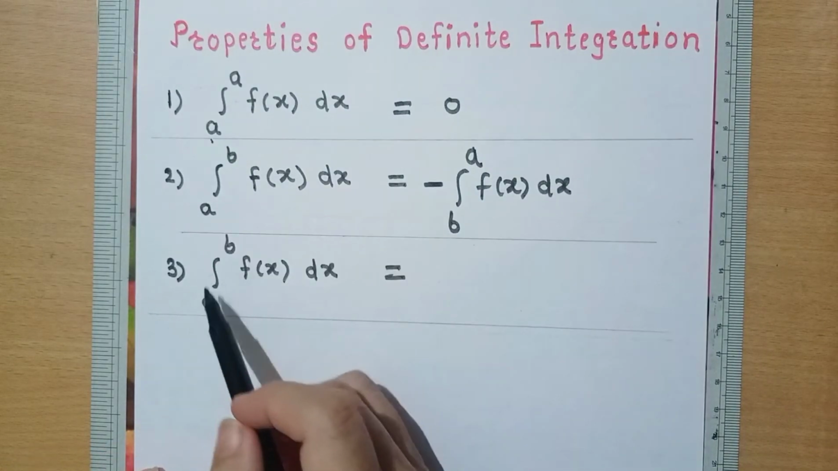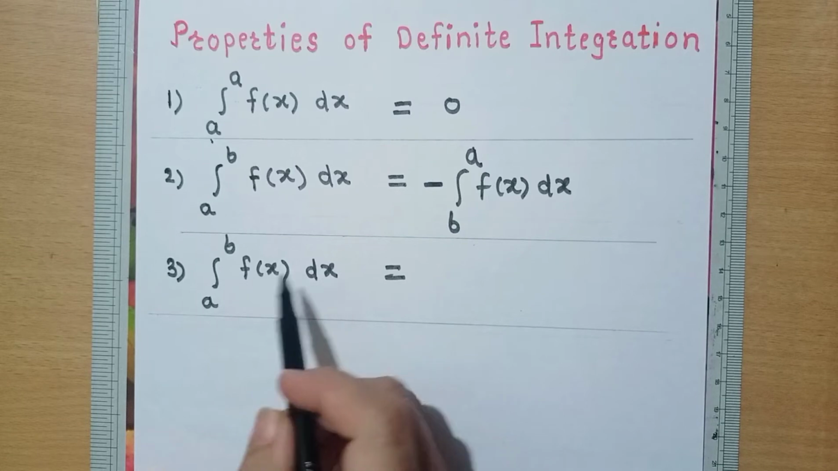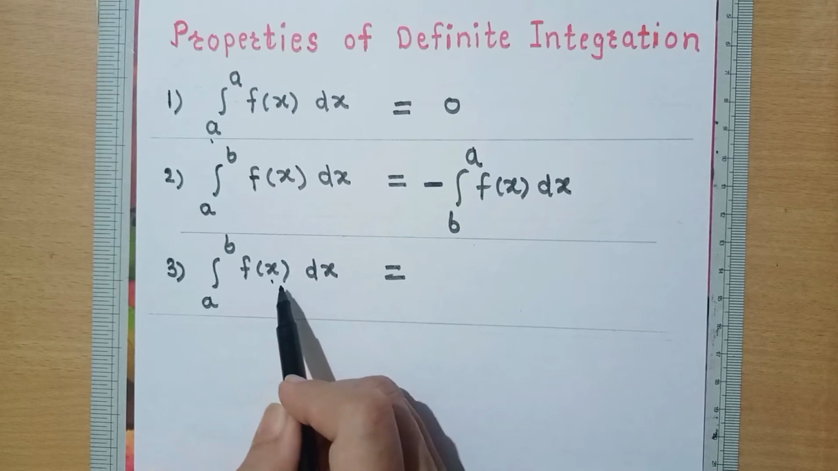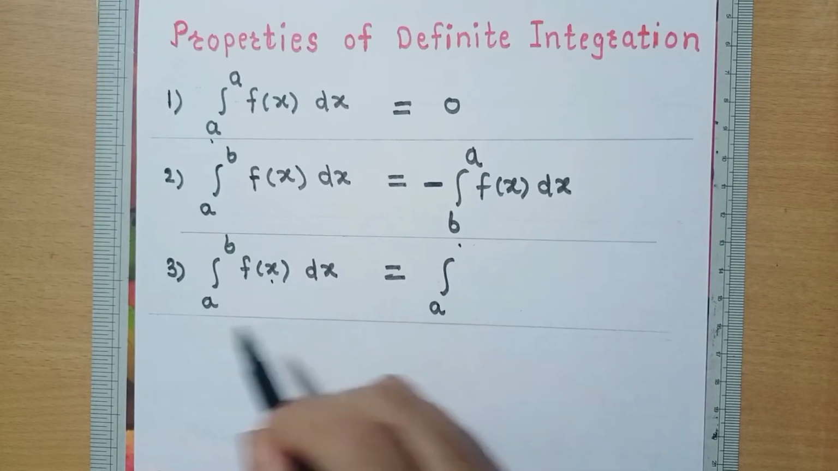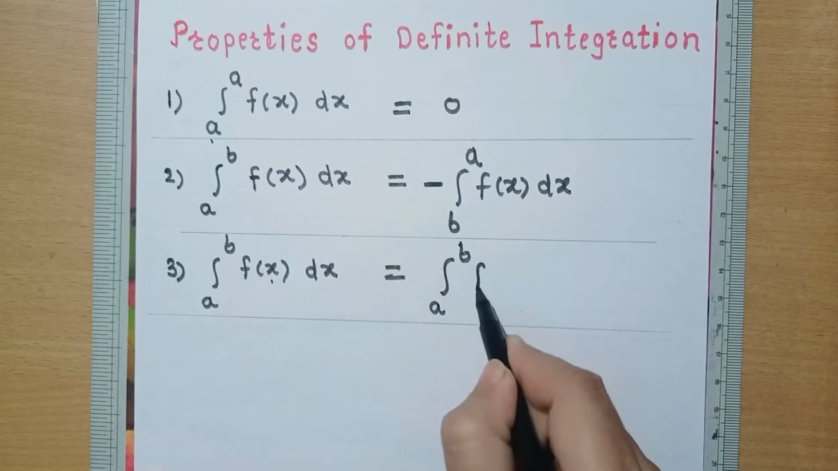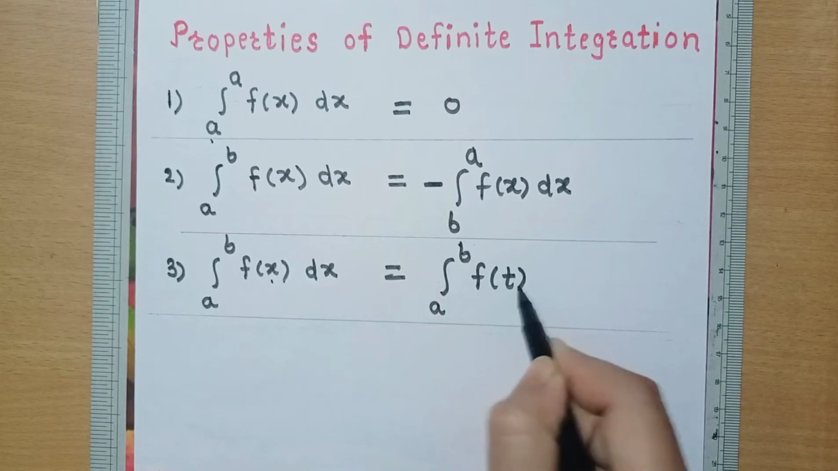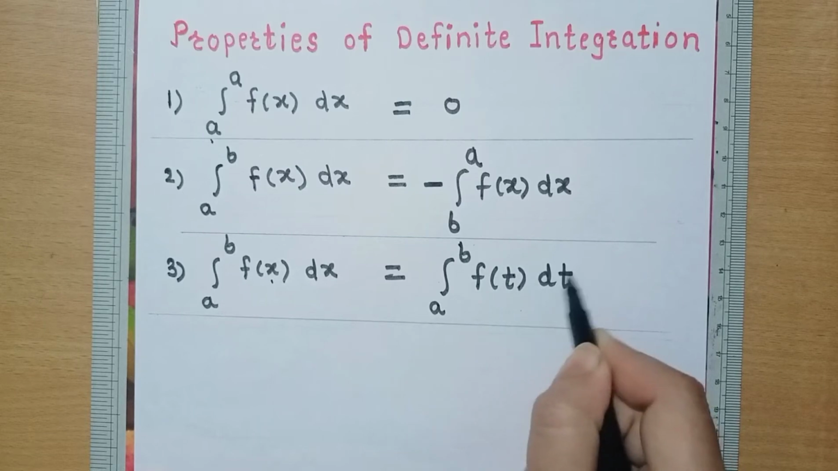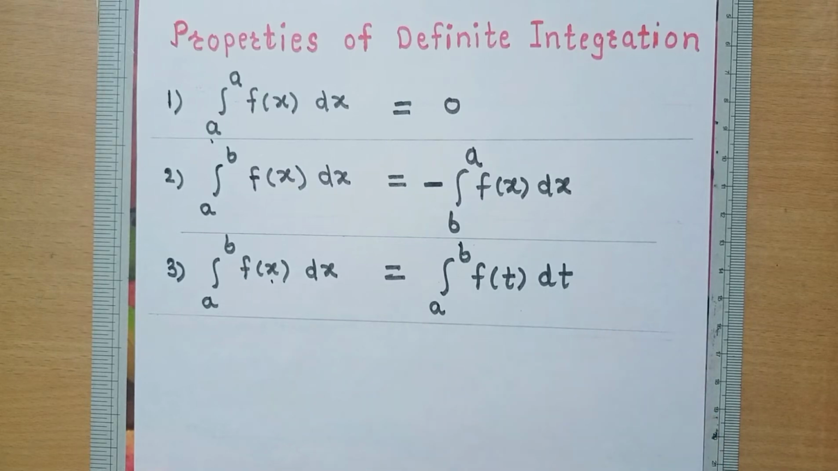Third one, integration a to b f(x) dx. If we change the variable, then also value of this integration remains same. So here I am writing t instead of x, then also these two are same.